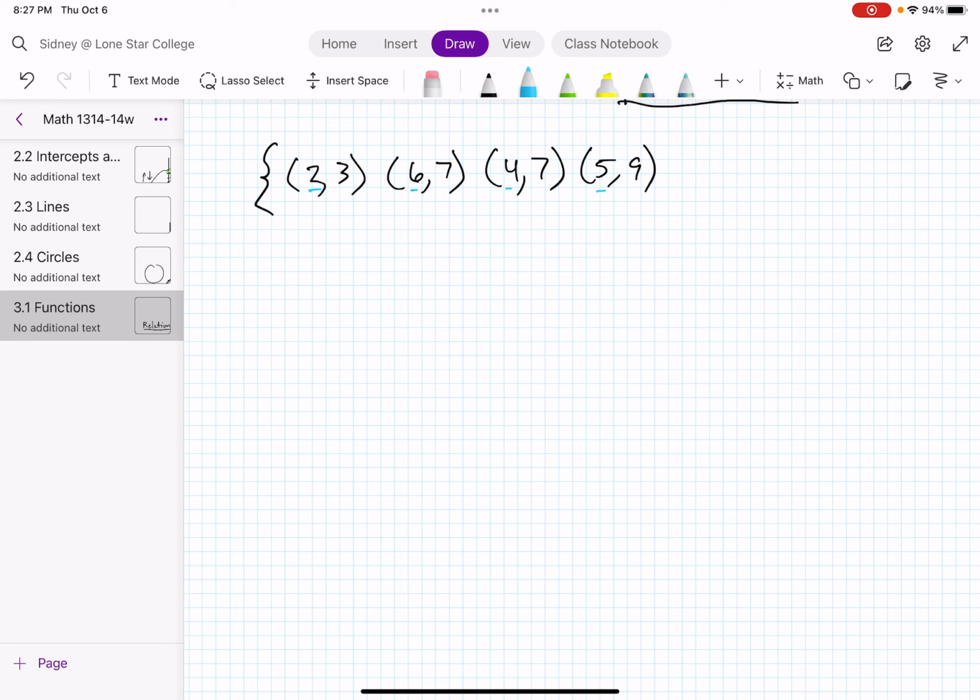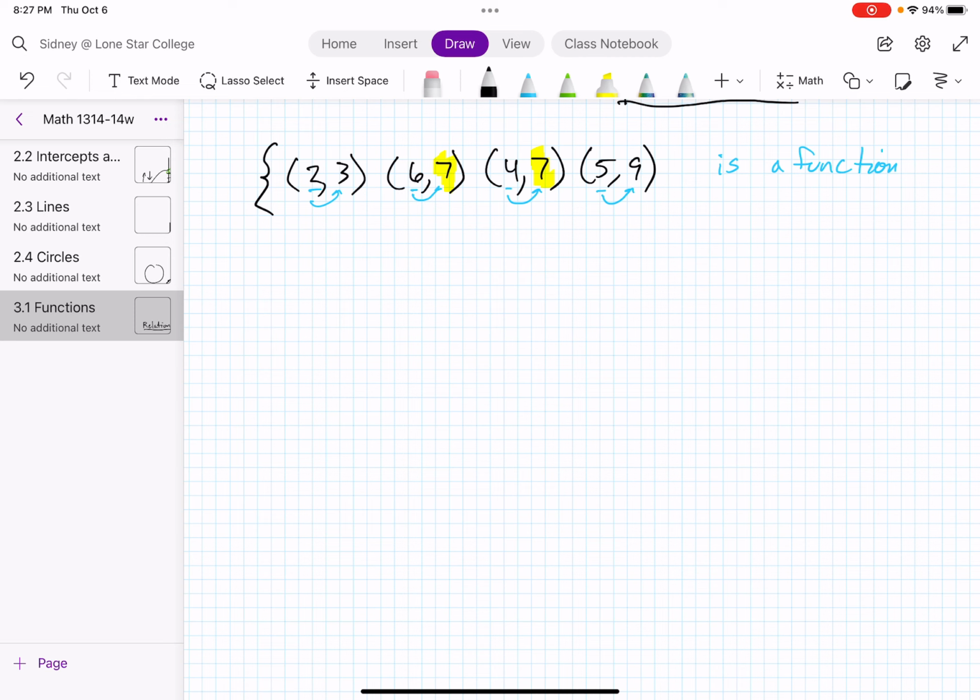The input of 2 has an output of 3. The input of 2 only has one output. The input of 6 corresponds to 7. That input of 6 has exactly one output. The input of 4 has exactly one output, 7, and the input of 5 has exactly one output, which is 9. This relation is a function. It is okay that the 7 is repeated here. That's all right, because we're looking at the inputs.